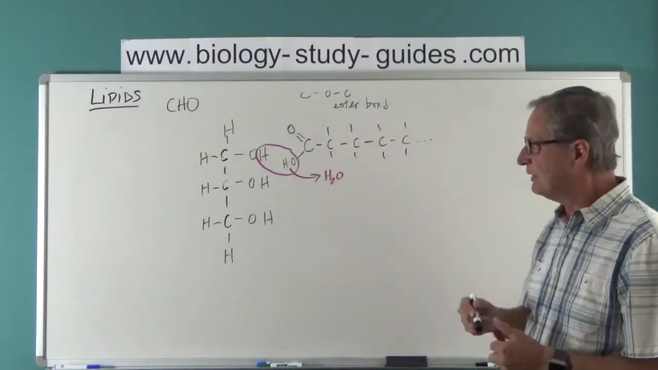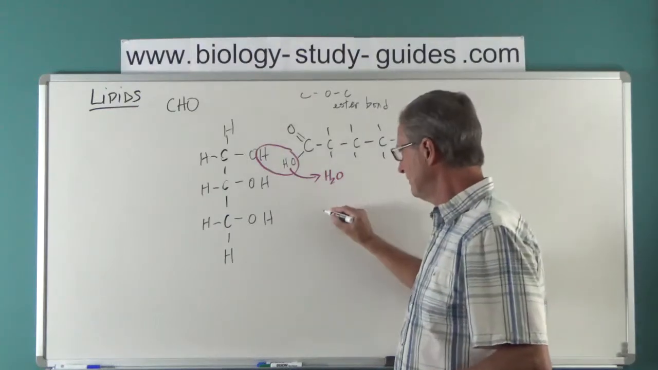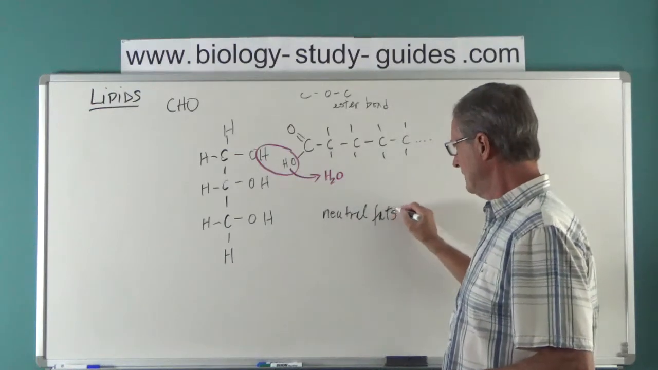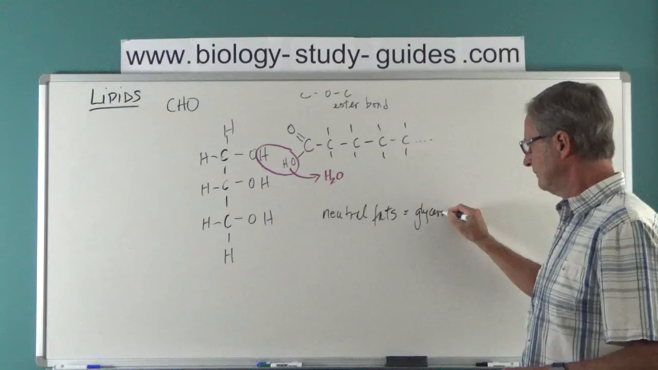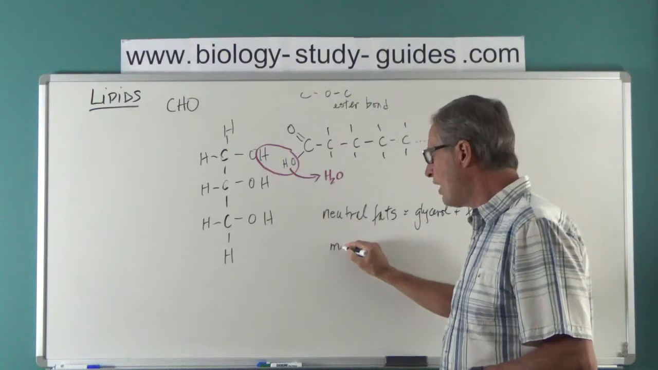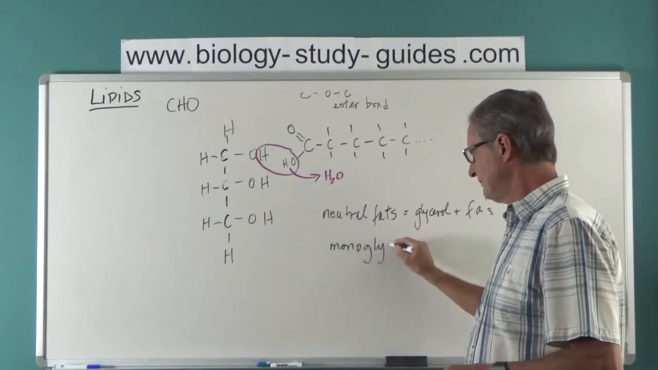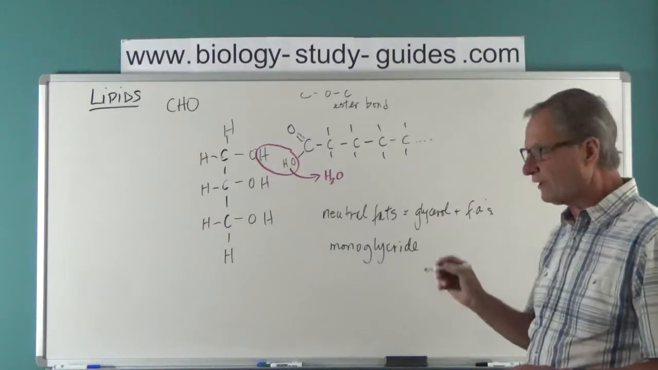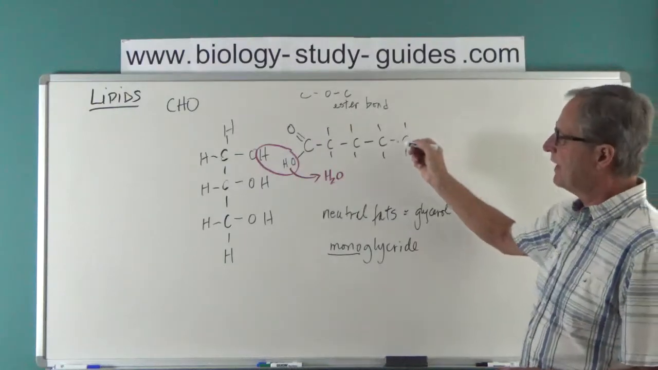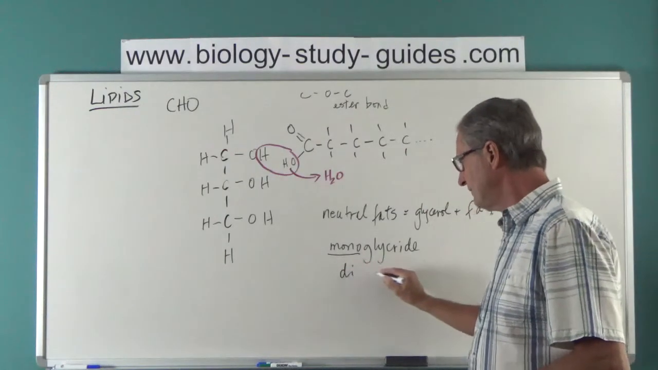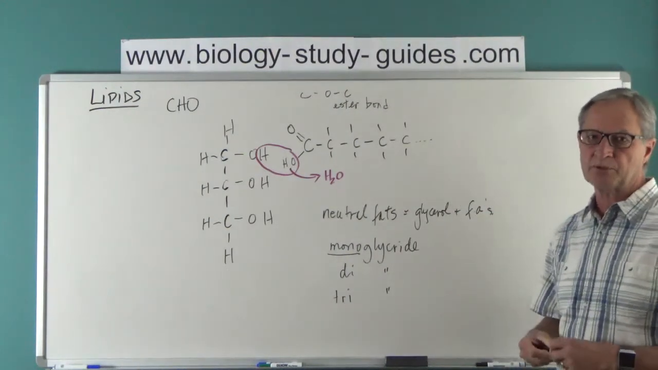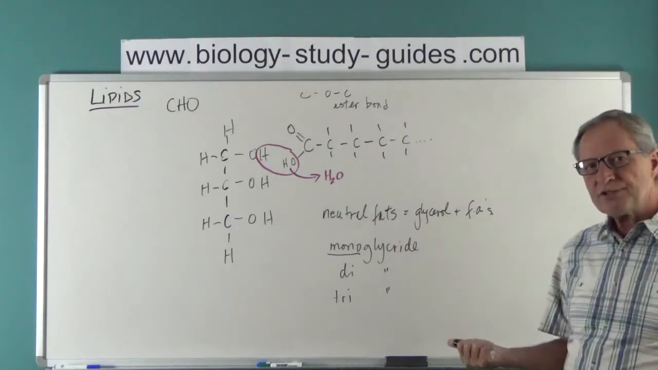They're not fatty acids anymore. These things are called neutral fats. Glycerol plus fatty acids. You could have a monoglyceride. Now right away you can probably figure out what that is, because one of the glycerin functional groups is occupied by a fatty acid. Or you could have a diglyceride, or you could have a triglyceride. Different variations possible.